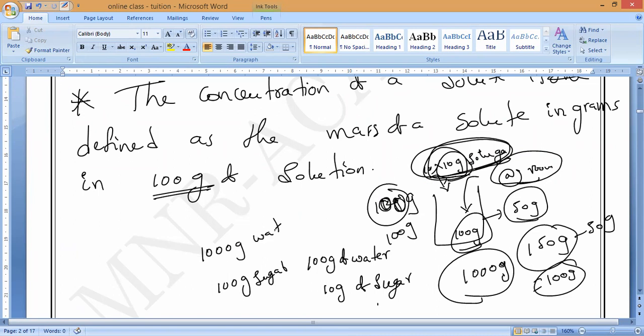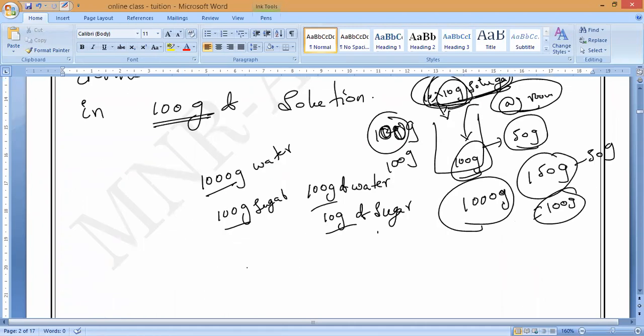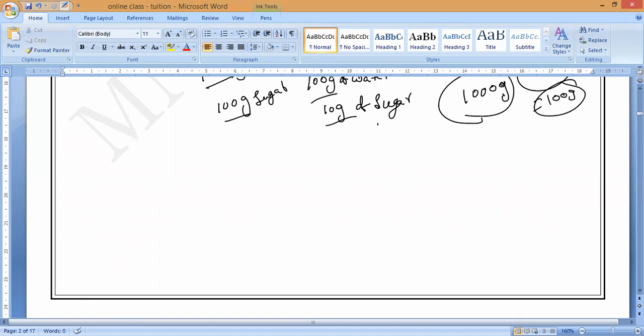So now, if we calculate the percentage of these two, both concentrations are the same. In this case, 100 grams of water with 10 grams of sugar, and 1000 grams of water with 100 grams of sugar, both concentrations are the same. That is why we always take 100 grams of solution. Understand, all of you?